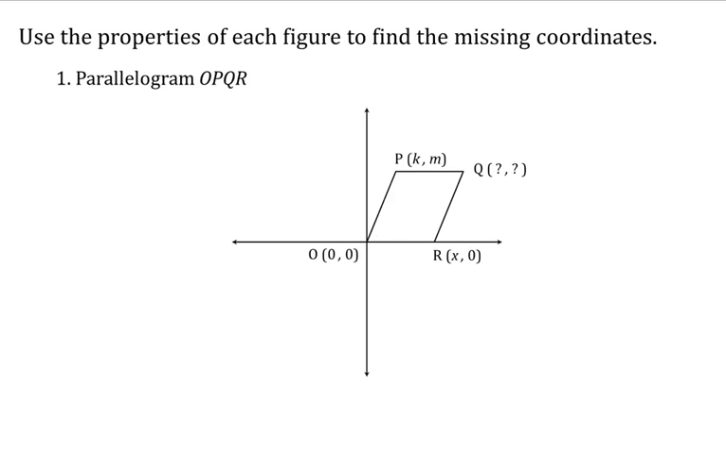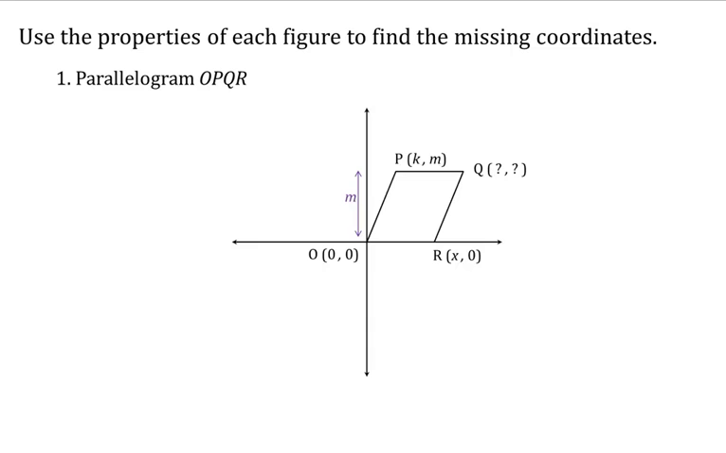Alright, I'm going to be doing 3 problems on one side of the page, the side that starts with number 1, parallelogram OPQR. Alright, so they want us to use the properties of each figure to find the missing coordinates. So since this is a parallelogram, I know that opposite sides are parallel. So parallel on a graph, first thing that should pop into your head is slope. So if I count the slope of OP, I can recount the same slope from R to Q to find the point Q.